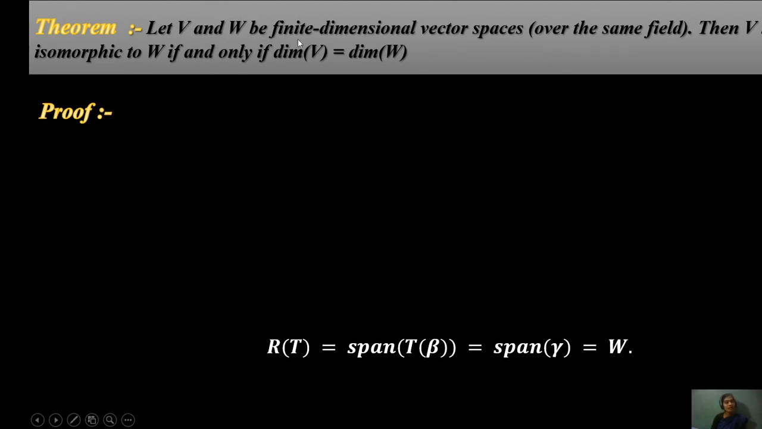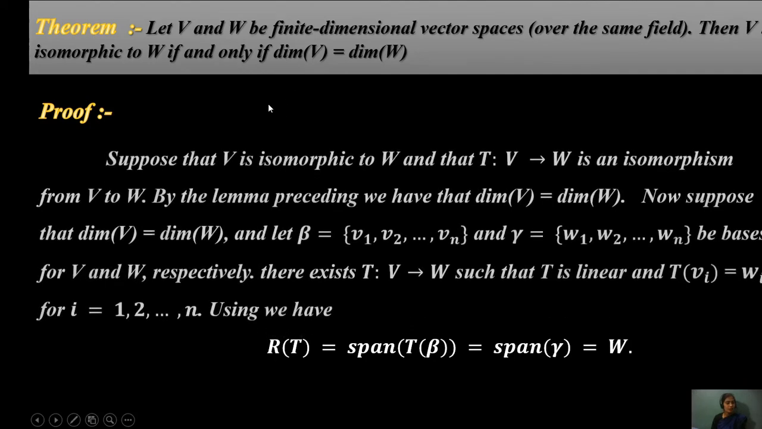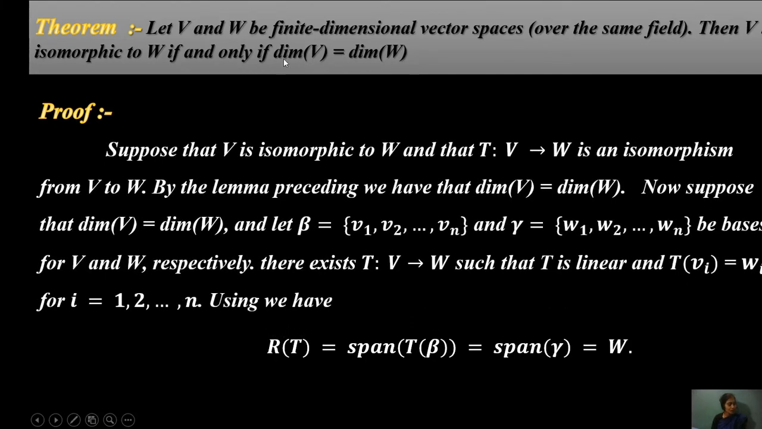Let V and W be finite dimensional vector spaces over the same field. Then V is isomorphic to W if and only if dimension V equals dimension W. Suppose that V is isomorphic to W, and that T from V to W is an isomorphism. By the lemma, dimension V equals dimension W.